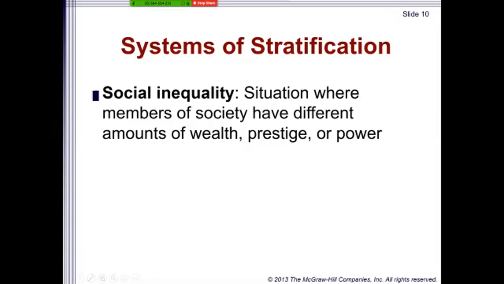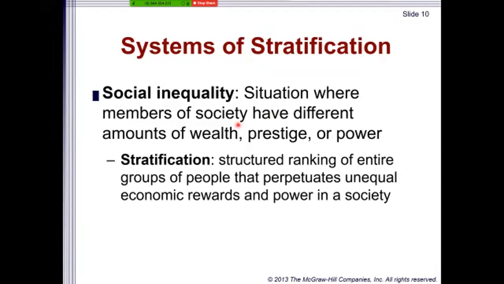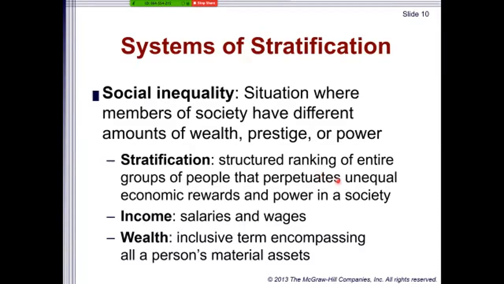Now, social inequality is an issue that focuses on wealth, prestige, or power. Remember our lecture on Marxism, conflict theory? That is what a Marxist would like to dwell on. Here is a more academic definition of stratification: structured ranking. Ranking is the very important word here. Who is on top, who is at the bottom? According to Marxists especially, this is about the distribution of economic rewards and power in society. So it is related to income and wealth.